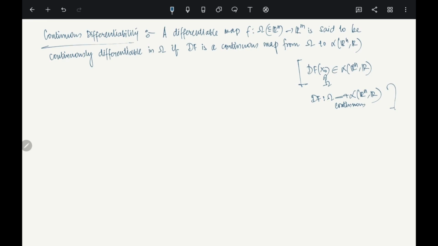What are some examples? Most polynomial functions in n variables, or most exponential functions, if you define them like that, using composition of functions you can of course say that they are going to be continuously differentiable. It's not a very difficult thing to prove. Okay, so with this I am going to end this video.